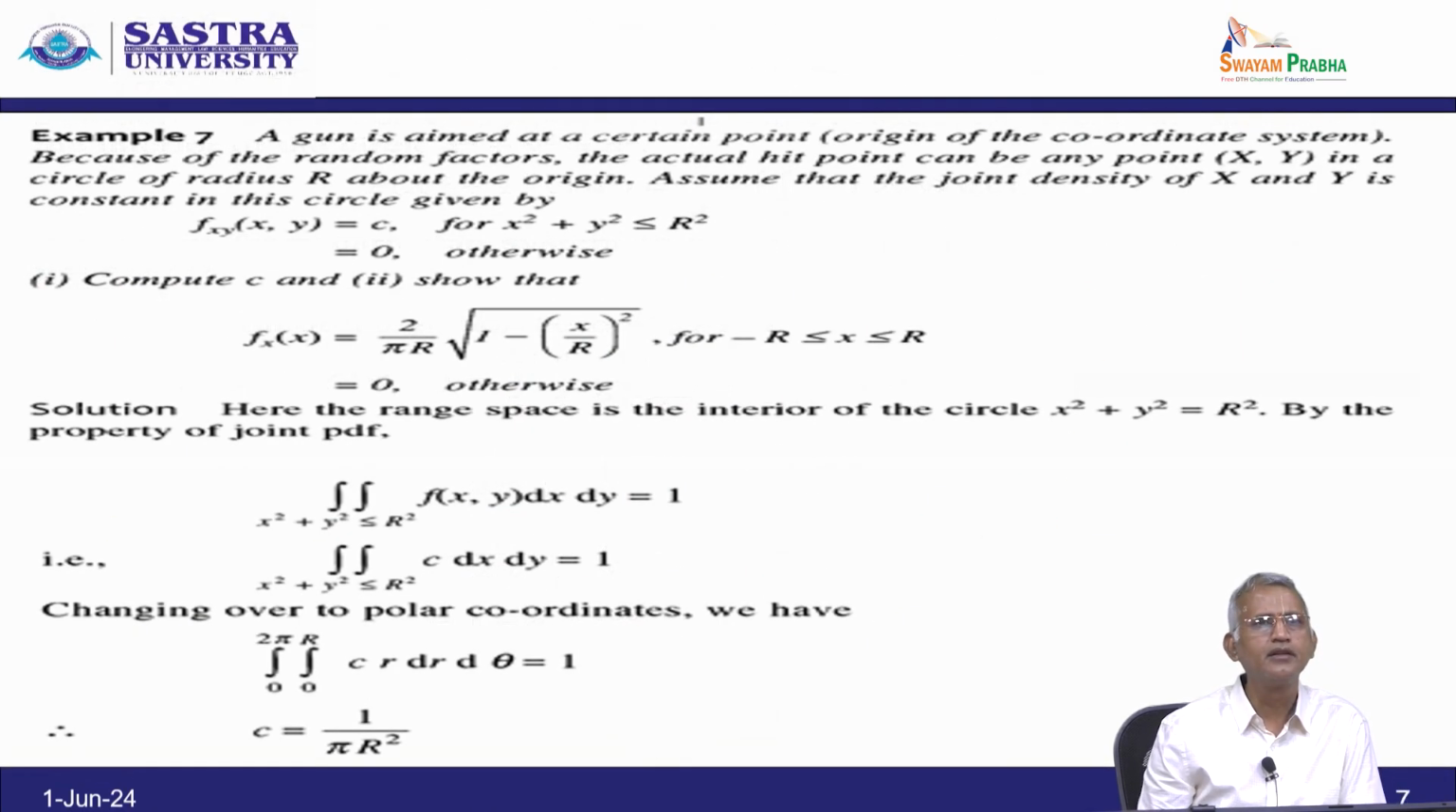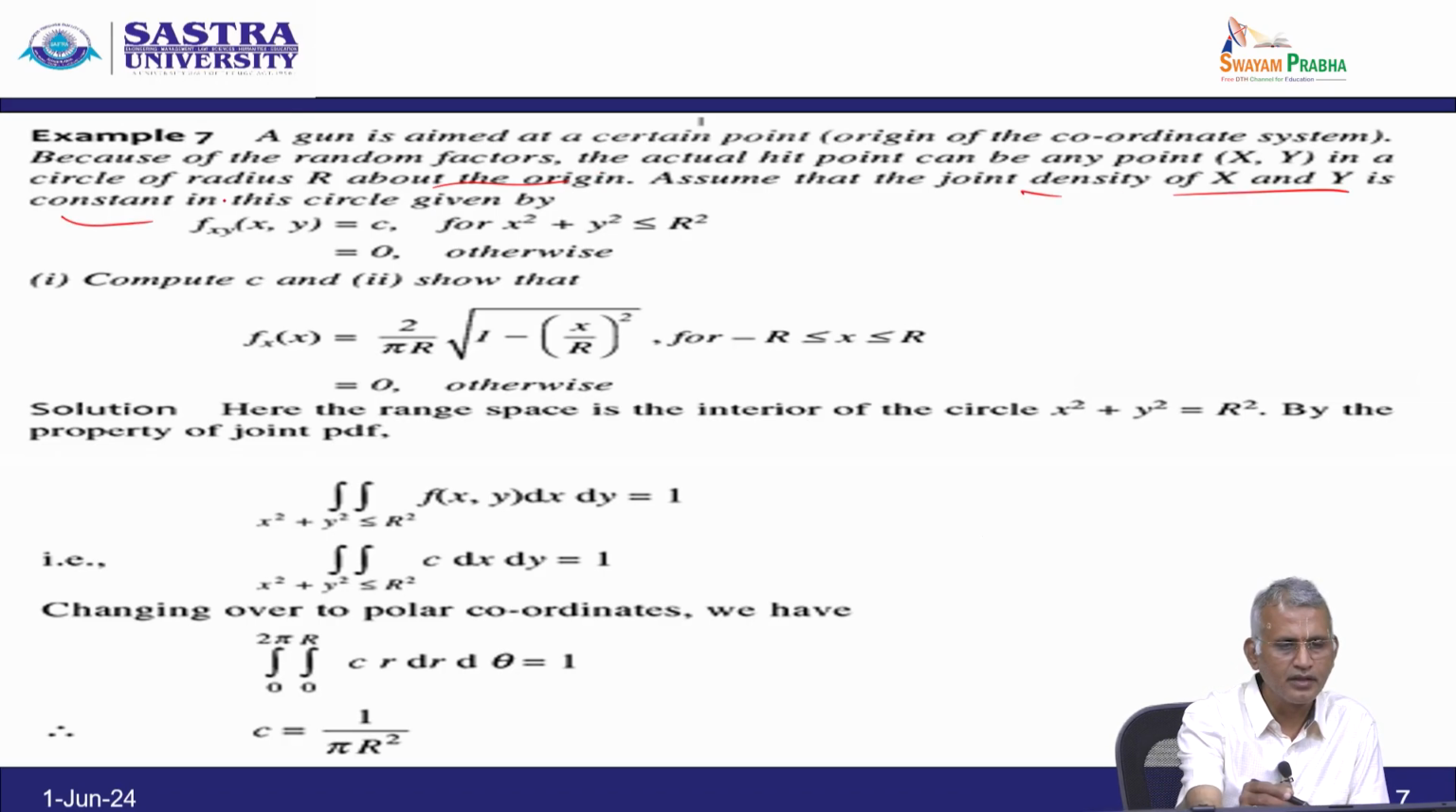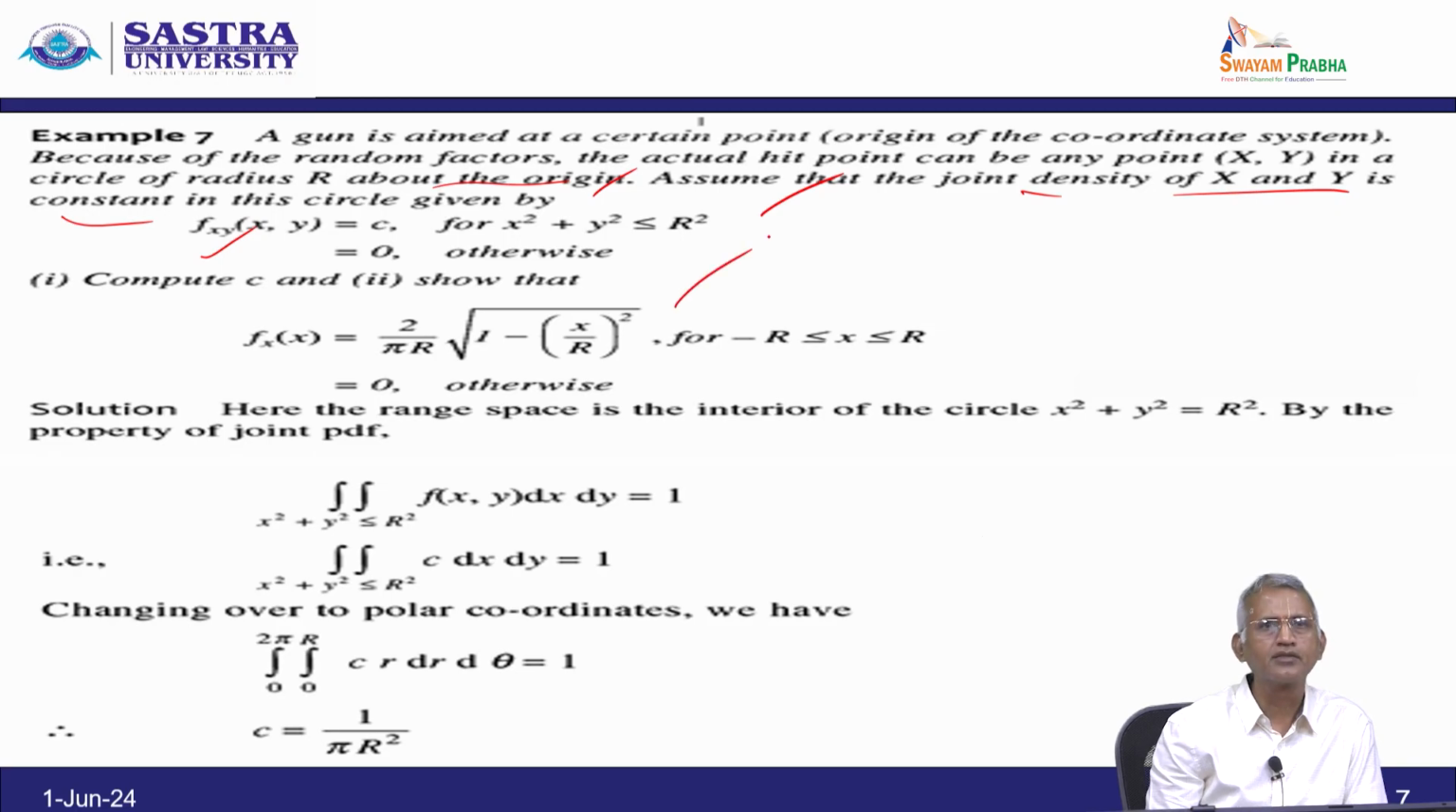And next we have an example. A gun is aimed at a certain point, the origin of the coordinate system. Because of random factors, the actual hit point can be any point x comma y in a circle of radius r about the origin. Assume that the joint density of x and y is constant in this circle, given by f of x comma y equal to c for x square plus y square less than or equal to r square, 0 otherwise. Compute c and show that f x of x equals 2 by pi r into root of 1 minus x by r the whole square, for minus r less than or equal to x less than or equal to r, 0 otherwise.